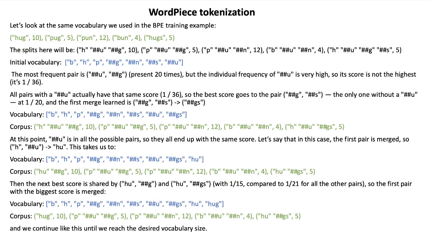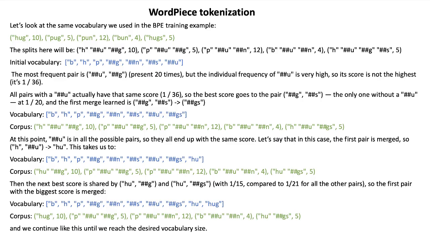Let's go through the same example we used earlier to see how WordPiece works step by step. We have the same words and frequencies. Hug appears 10 times, pug 5 times, pun 12 times, bun 4 times, and hugs 5 times. WordPiece splits the words into tokens like this. Hug becomes H ##U ##G. Pug becomes P ##U ##G. Pun becomes P ##U ##N. Bun becomes B ##U ##N. And hugs becomes H ##U ##G ##S.